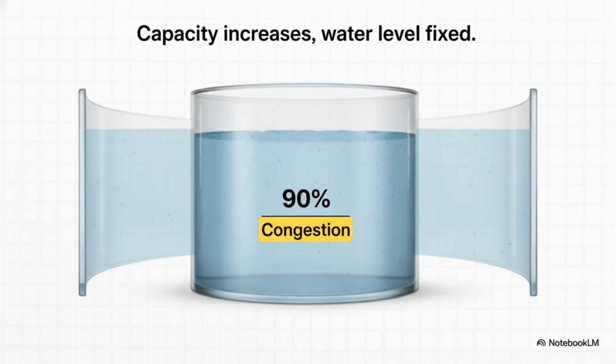Okay, let's go back to our water tank. We do the logical thing. We make the tank bigger to handle all that volume. But when we check on it again, the water level is still just as high. We've added all this new capacity, but the congestion is right back where it was. The paradox is just getting deeper.